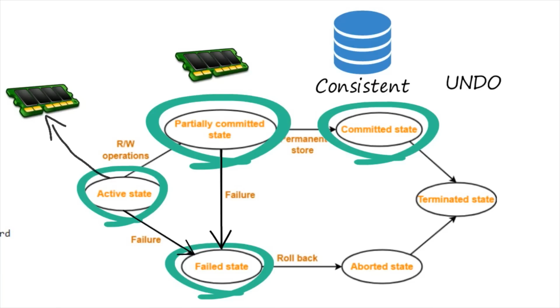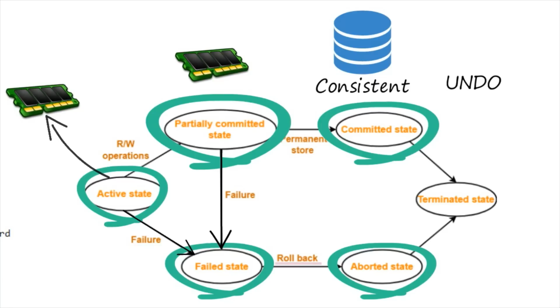Now we have another discussion about the aborted state. Aborted state means after the transaction has failed and entered the fail state, whatever changes were made by the transaction will be undone, and then it is said to be rolled back. After the transaction has rolled back, it will come to the aborted state. So the aborted state is the effect of failure of a transaction.